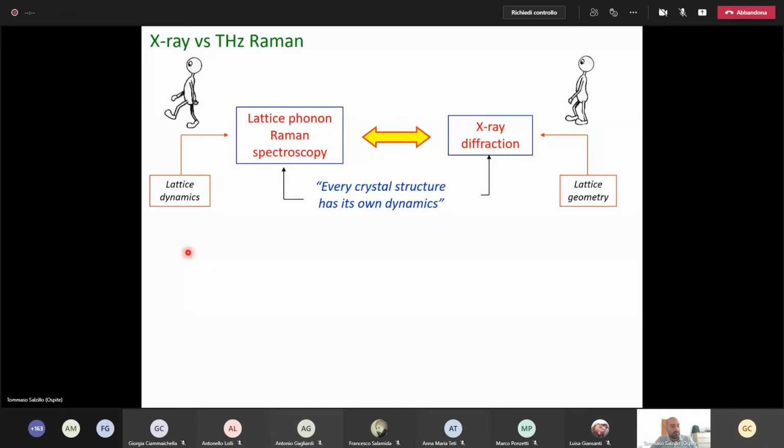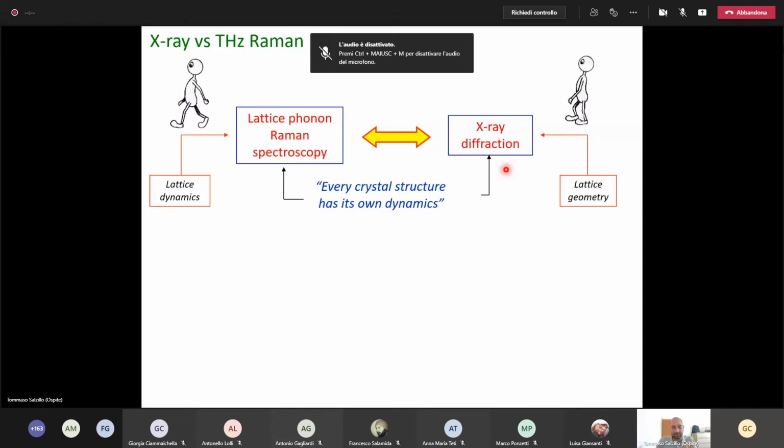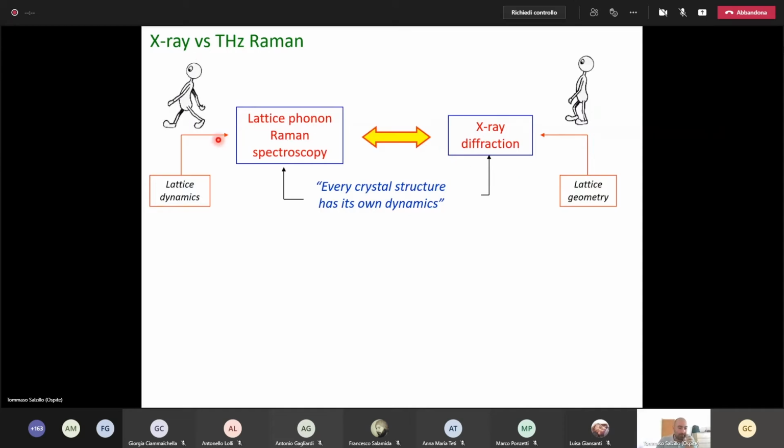So here, just a very quick comparison between X-ray and Raman. When people talk about crystal structure and polymorphism, the first thing that you keep in mind is that you want to use X-ray to characterize. And actually, terahertz is complementary to X-ray, and I always like to make this comparison. While X-ray is taking an instantaneous picture of the system, Raman in the terahertz region is able to record the dynamics of the system.